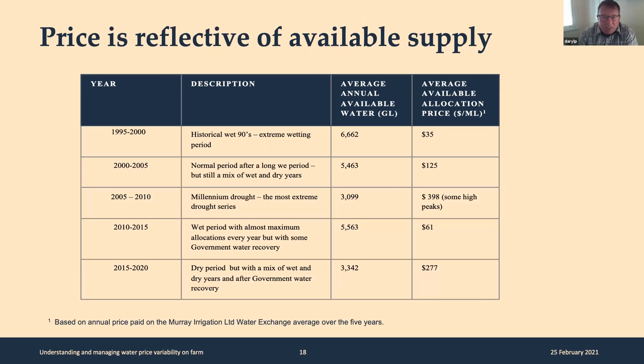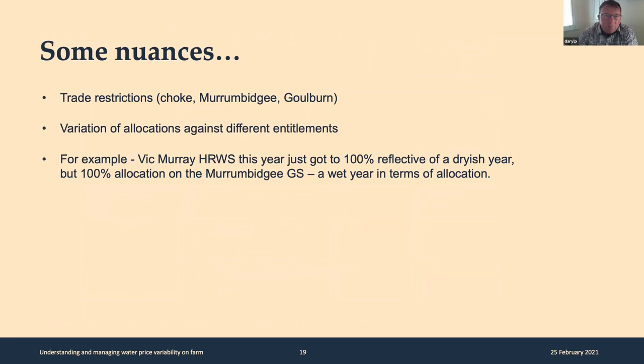And just, yeah, reflective of the past. Supply and price. Yes, there are some nuances. We've got some trade restrictions. We've got the choke, we've got the intervalley trade, the Murrumbidgee, the Goulburn. We also get some variations of allocations against different entitlements. And this year's a really good example of that.